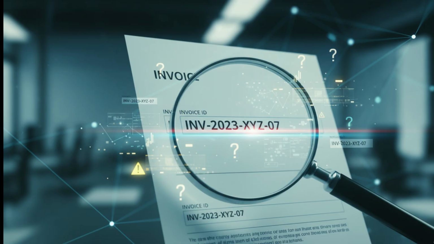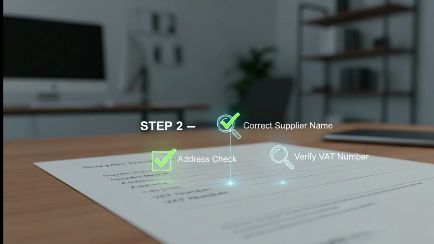Step 2. Supplier details. When reviewing an invoice, always take time to verify the supplier information carefully. Look out for slight variations in the supplier's name, such as LTD versus Limited, which can easily cause duplication errors. Check that the VAT number matches the records you already hold and confirm that the address is consistent with past invoices. Even small discrepancies in these details can be a warning sign of a duplicate or incorrect invoice. So if anything looks unusual, pause the process and investigate further before posting.